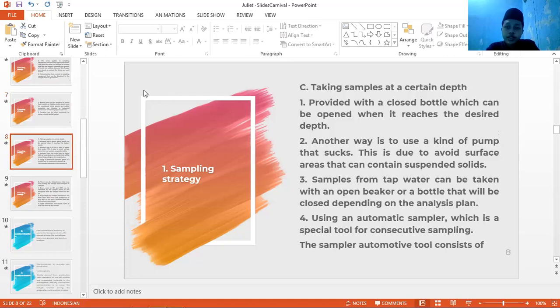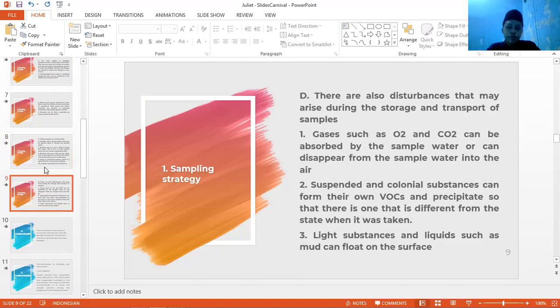Taking samples at a certain depth. 1. Use a closed bottle which can be opened when it reaches the desired depth. 2. Another way is to use a kind of pump that sucks, to avoid surface areas that can contain suspended solids. 3. Samples from tap water can be taken with an open beaker or a bottle that will be closed, depending on the analysis plan. 4. Using an automatic sampler, which is a special tool for consecutive sampling.